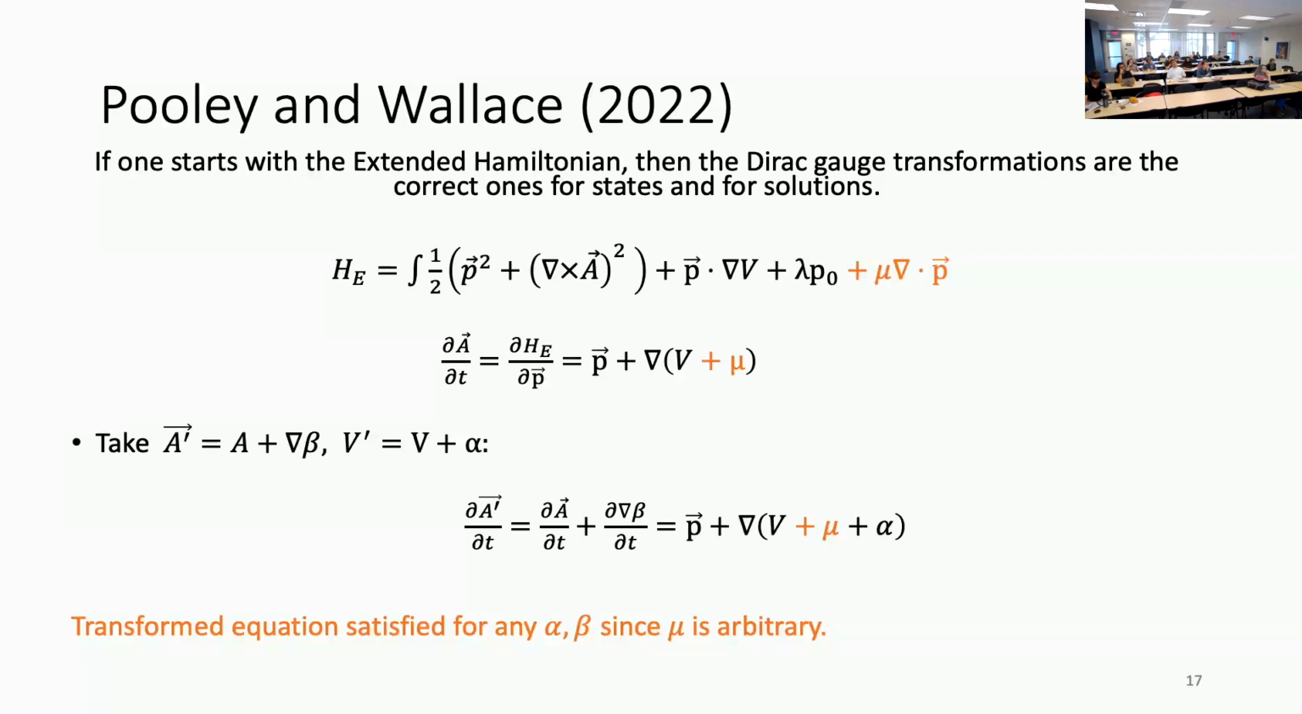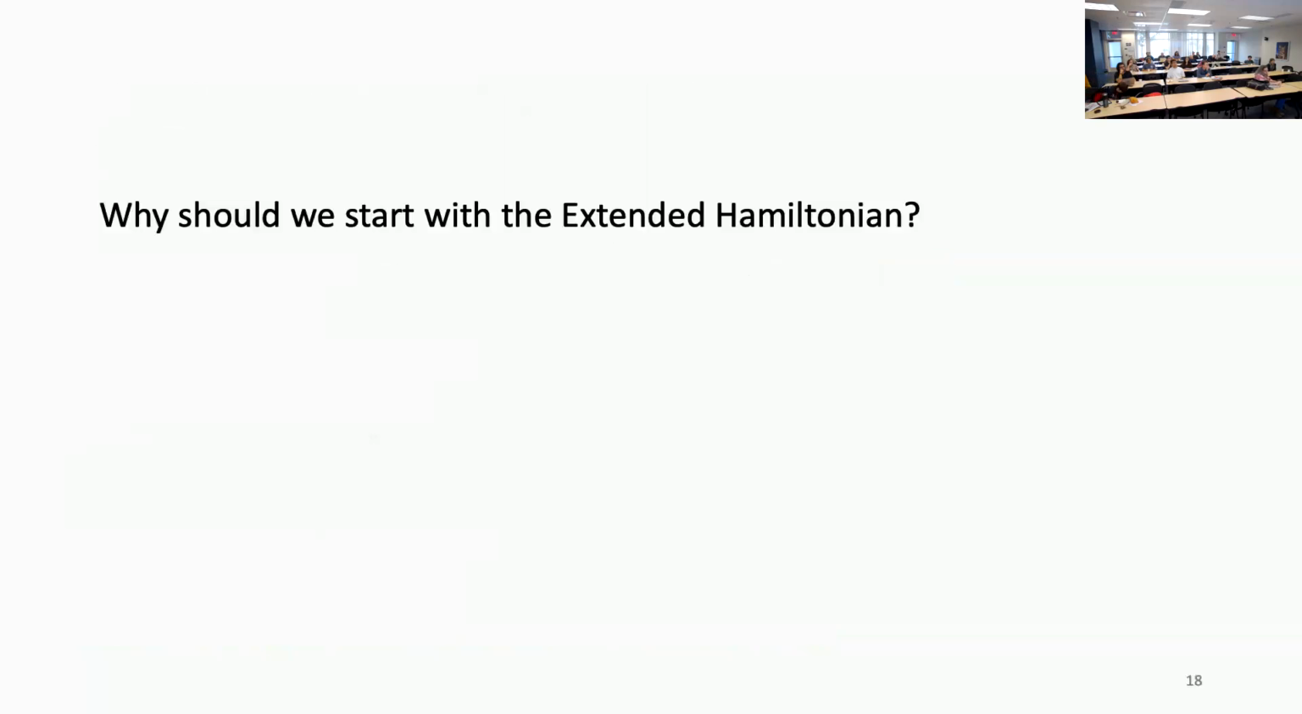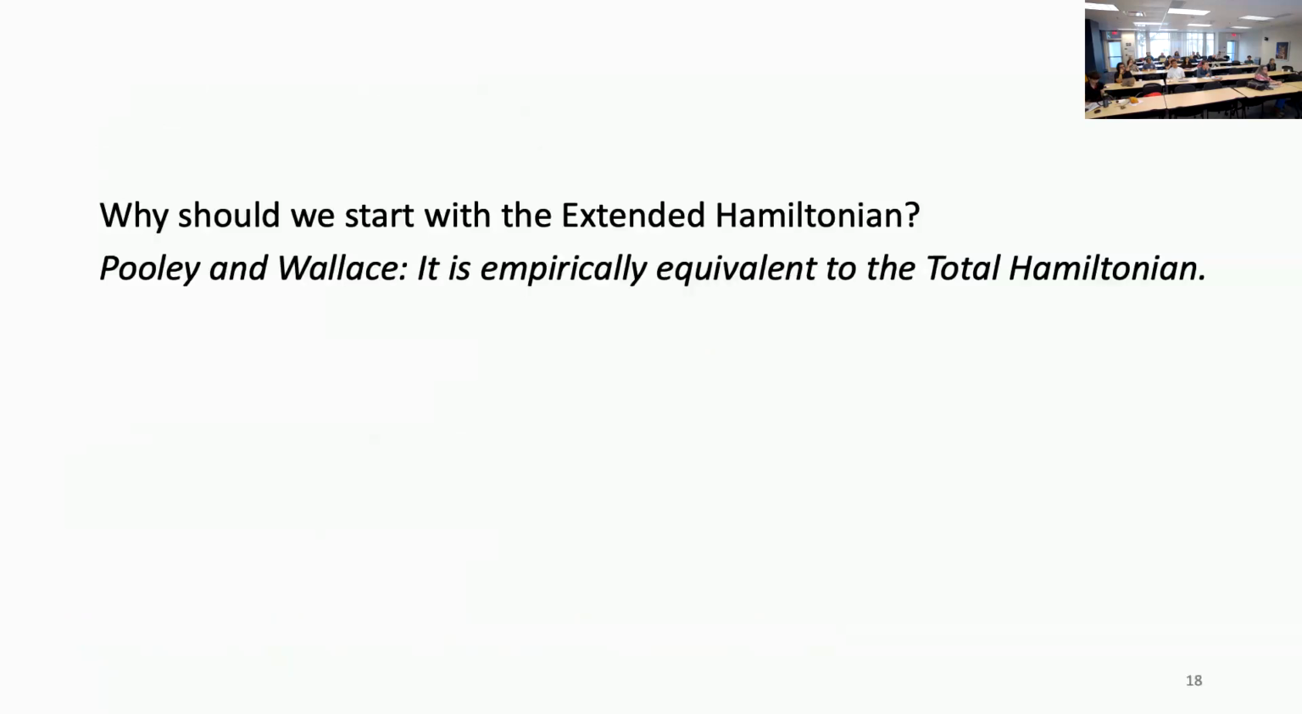But I think there's some lingering question here. What they've shown is just that if we start with the extended Hamiltonian, then we can see that everything works out. But there's still a question of why we should start with the extended Hamiltonian in the first place. Cooley and Wallace do give one reason. They argue very nicely that there's a sense in which this extended Hamiltonian formalism gives us something that's empirically equivalent to the total Hamiltonian.